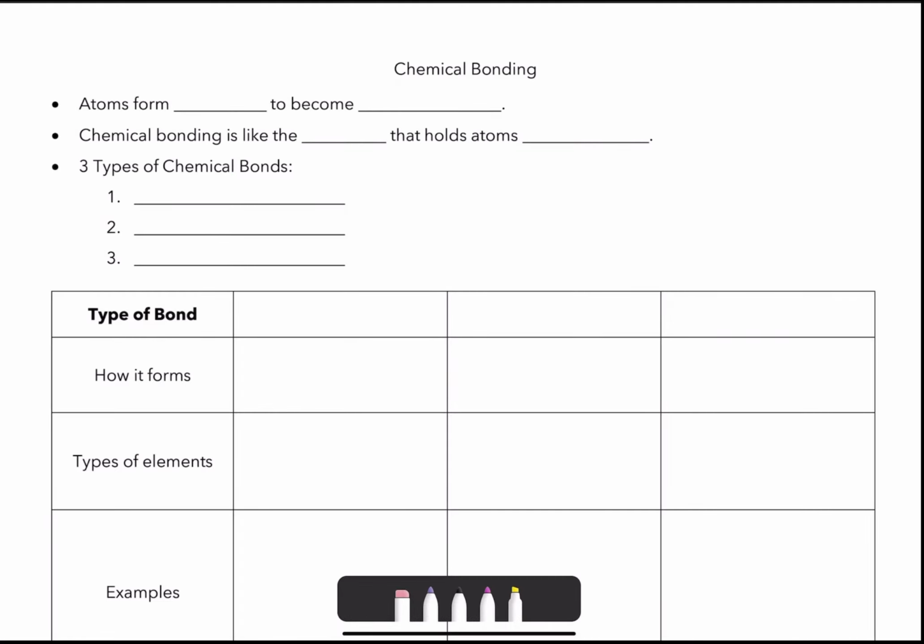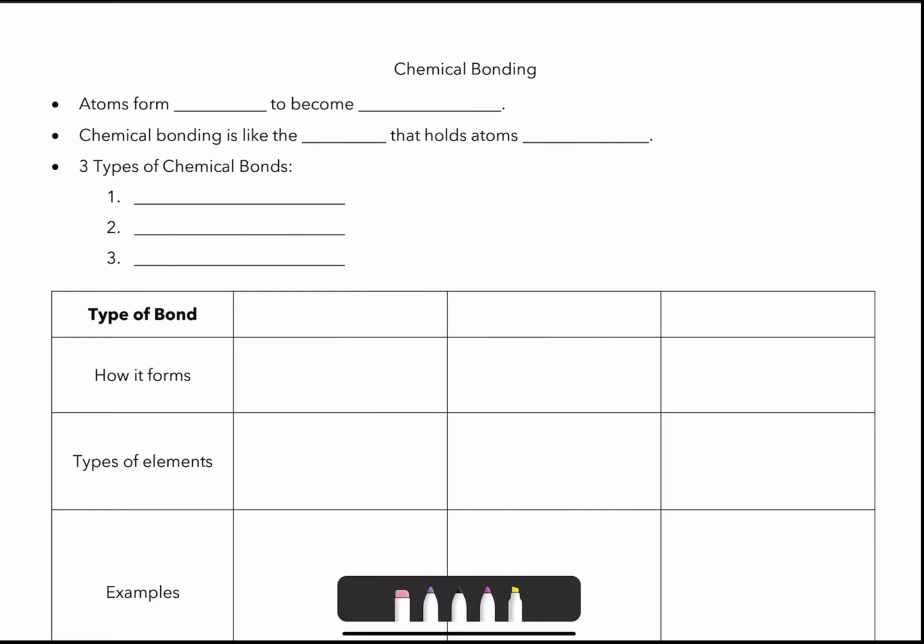Hi everyone, this video is going to go over chemical bonding. So we're going to talk about the different types of bonds, how they form, the elements in them, practice identifying bonds as well based on the types of elements inside them, as well as the electronegativity differences you see.